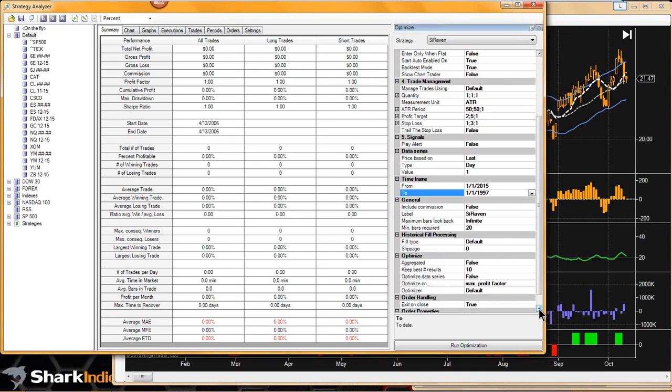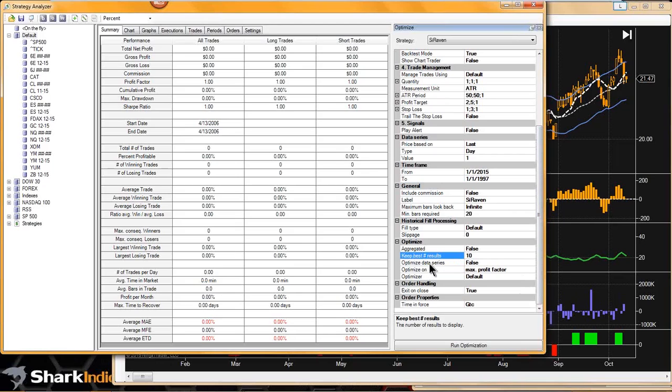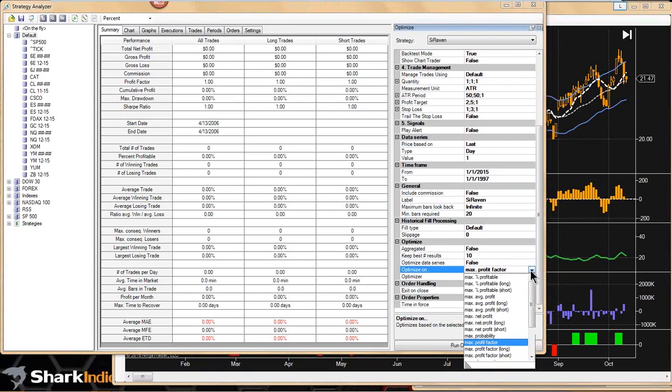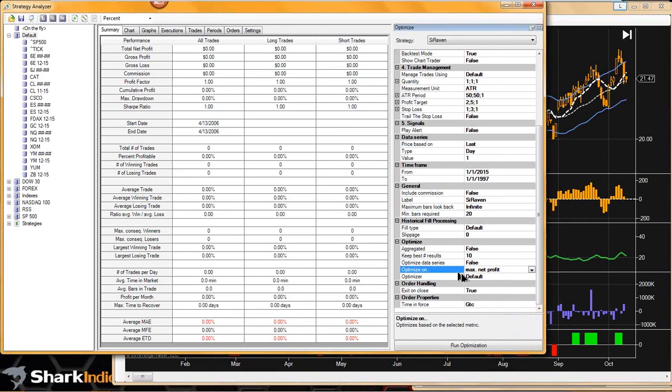Alright, a few more settings left for the optimizer. Let's see, what else? Alright, so we'll keep the best 10 results. And let's see. Yeah, we don't have time to optimize the data series, so we'll leave that off. Most people are interested in net profit, so we'll set that to net profit. And let's see, exit on close. No, we don't want to exit on close because we're swing trading stocks, so let's set that to false. Okay, let's run the optimizer, see what we get. Oops, I got these backwards. Okay.